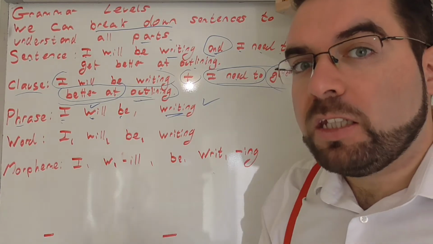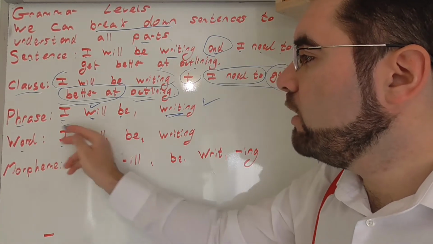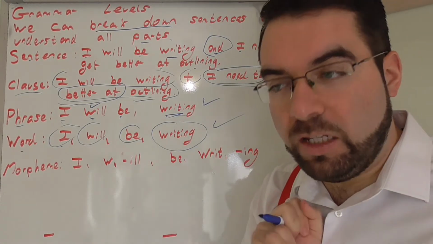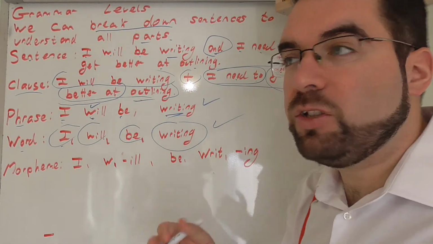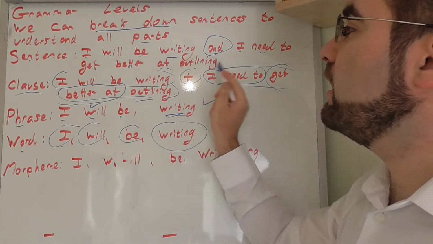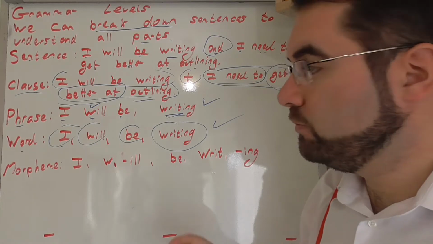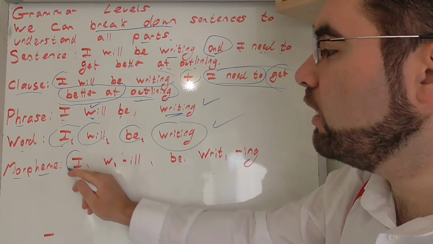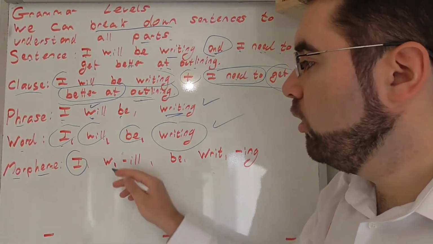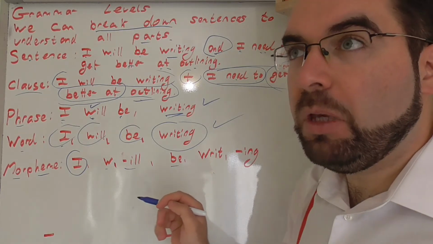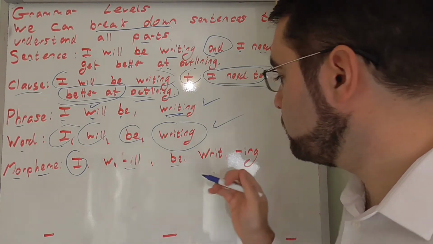But let's break it down into the individual words. I will be writing. I am teaching. I need to get better at outlining. Loads of words there. Okay. But in the morpheme, I. Will. Be.